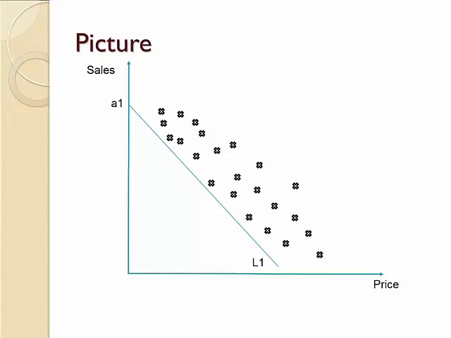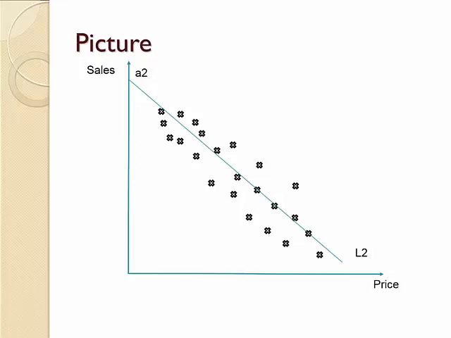Okay, so note that with line L1, all the points are above L1. So for every given price charged in that data, L1 underestimates the sales. Okay, so let us now take L2. Essentially some of the points are above L2 and some are below L2. Now this line has a different intercept, A2, and a different slope, B2.